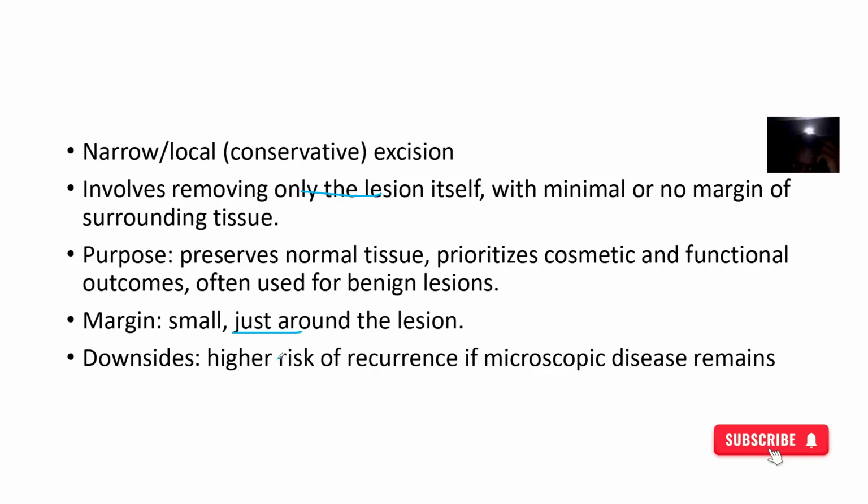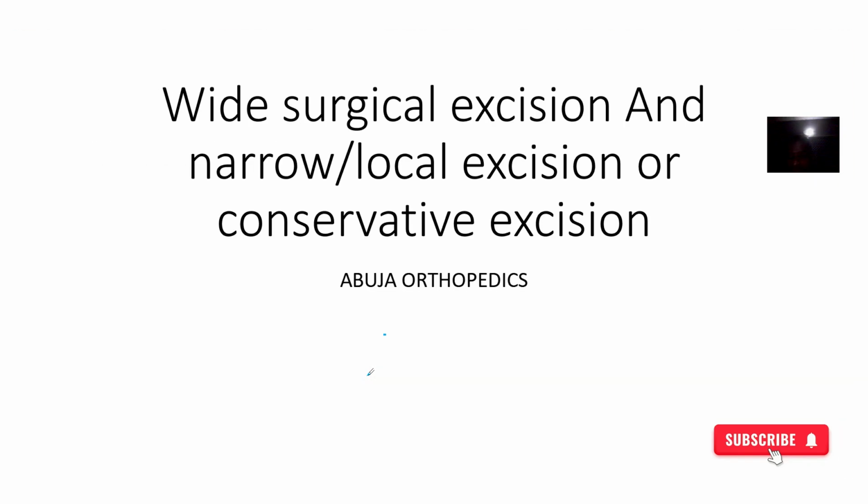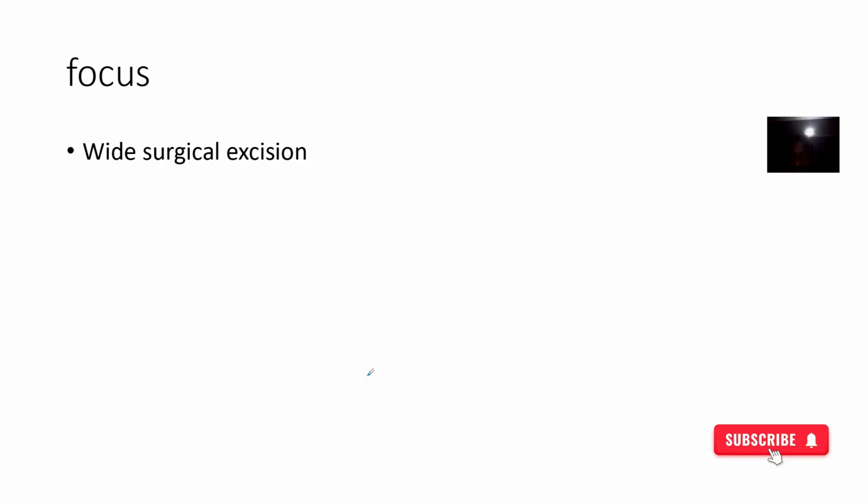So the downsides: there's a higher risk of what? The condition coming back. Do you understand? If some cells are still there and they still contain the condition. So that's it for the differences between a wide surgical excision and a narrow or local or conservative surgical excision.